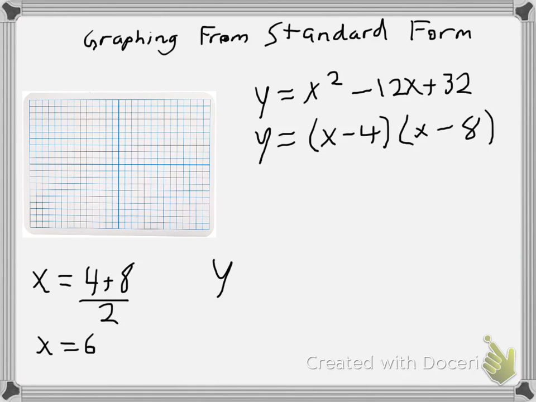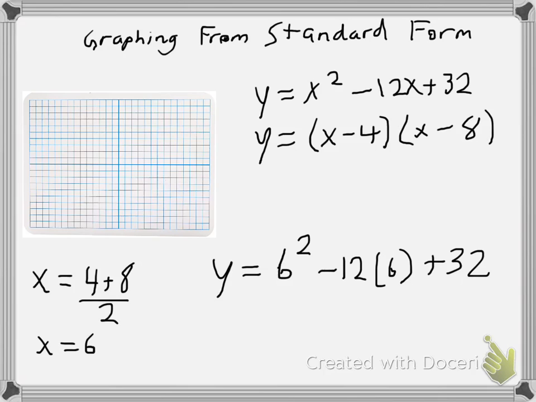After that we're done. Now we're going to find the optimal value by subbing the x that we found, the axis of symmetry, into the whole equation. So we'll just be subbing that in, making the formula. This is going to be the equation that we're going to work with to find the optimal value, which is y equals 6 squared minus 12 times 6 plus 32.